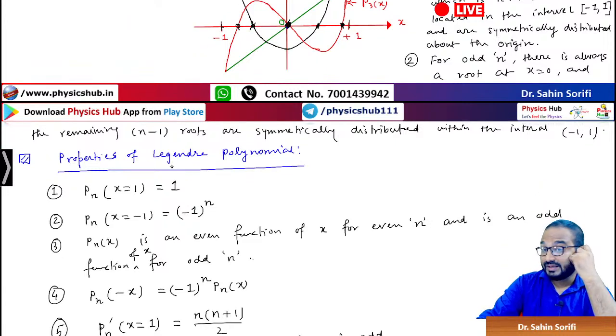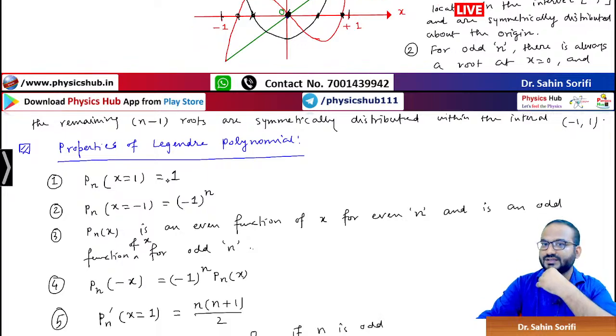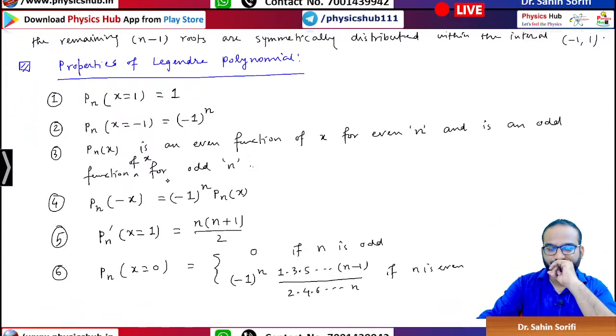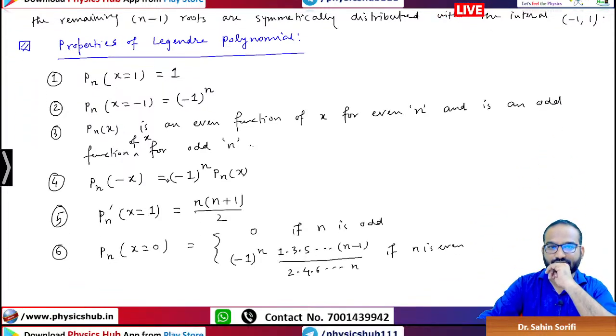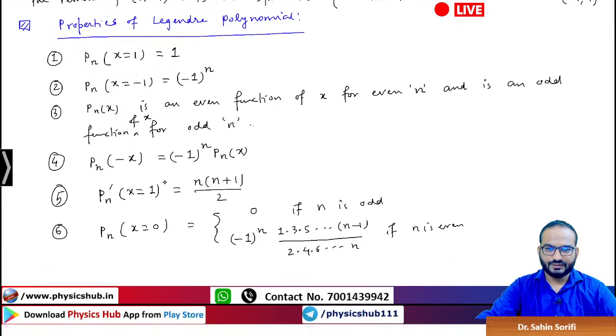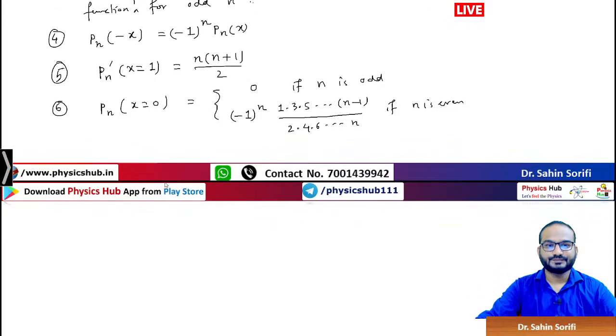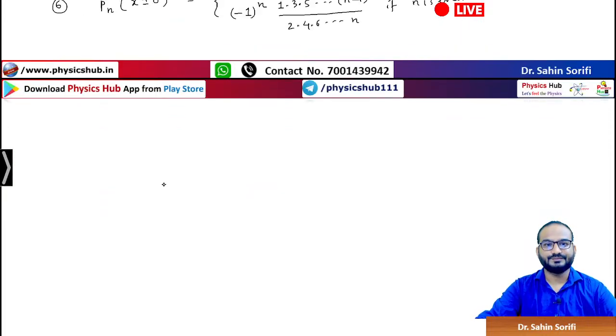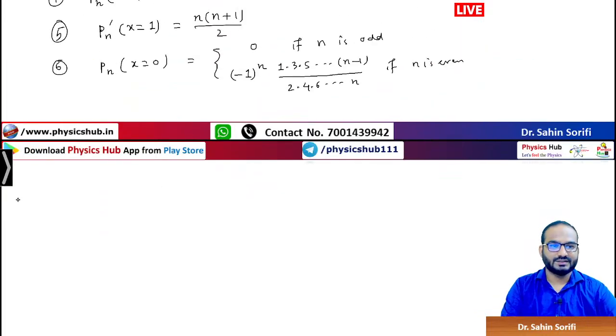Now we can represent any function using these Legendre polynomials. So let's try to do that. Previously a question came based on this. You will be asked to represent a function in terms of the Legendre polynomials. I am giving you an example. Let's go for this problem.